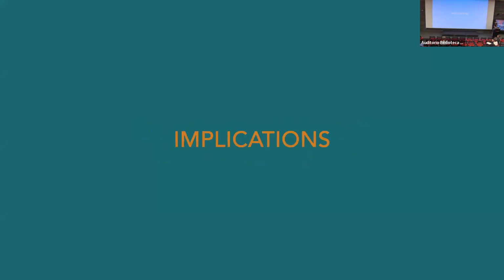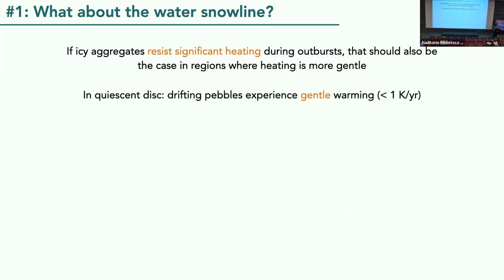So a couple of implications, the funnier part, let's say. Actually, tens of implications, and I'm super happy to discuss this with any of you after, but I will just make 2. 4 minutes, fantastic. So first, we want to know what about the water snowline, because that's where we think planet formation happens. In an outburst, super intense heating, the temperature is multiplied by several factors, even an order of magnitude over a few years. But when pebbles in a quiescent disk are just drifting slowly inward, they're experiencing a warming of basically a Kelvin per year, and actually much lower than that, but super gentle.